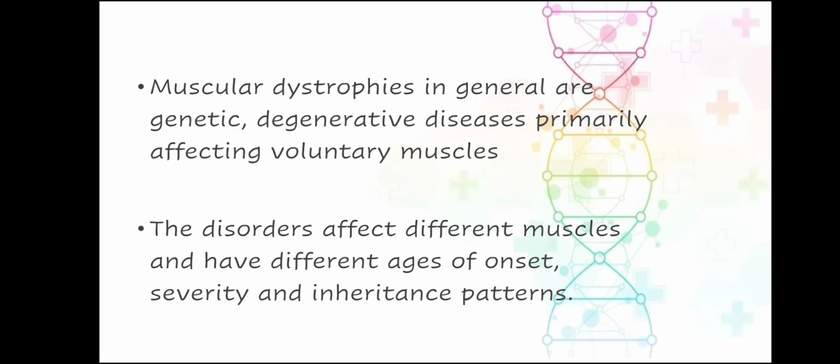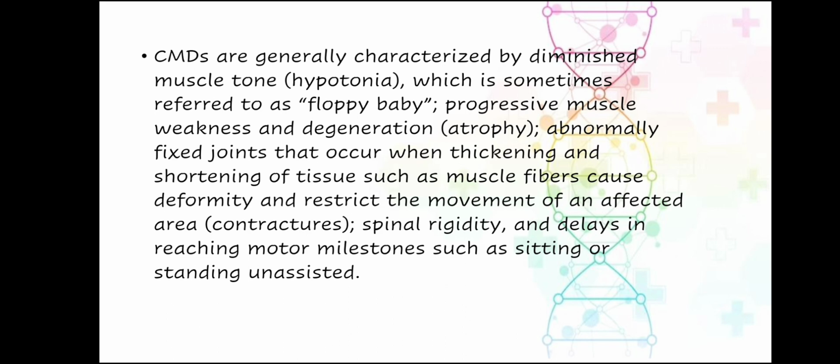The last one is muscular dystrophy. So muscular dystrophies in general are genetic degenerative diseases primarily affecting voluntary muscles. The disorders affect different muscles and have different ages of onset, severity and inheritance patterns.